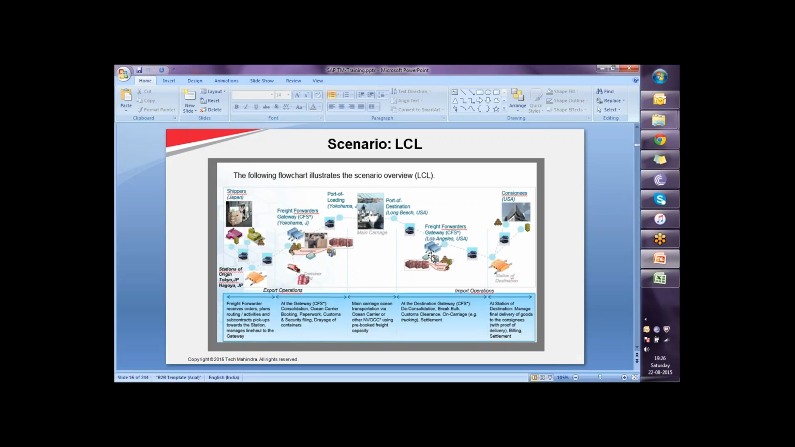Now here consolidation and deconsolidation happens. You also do paperwork, a lot of customs and security filing. You have a lot of containers that transfer through the drayage area. So this is your LCL cycle.